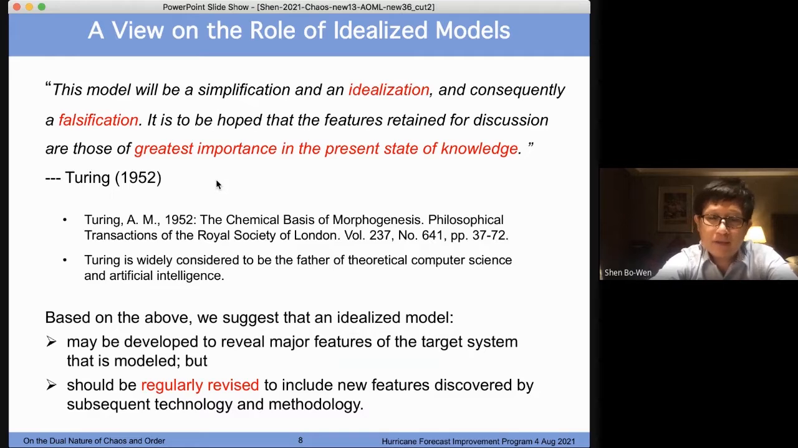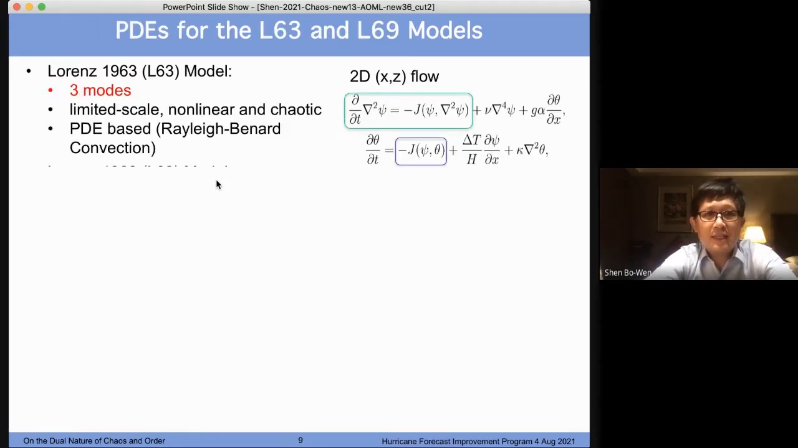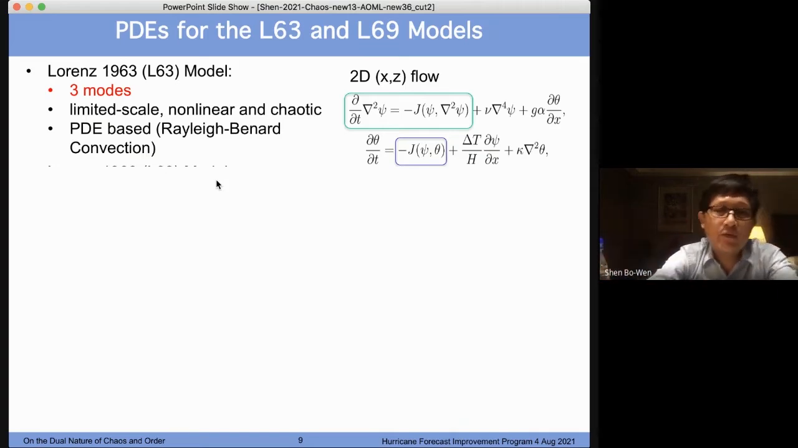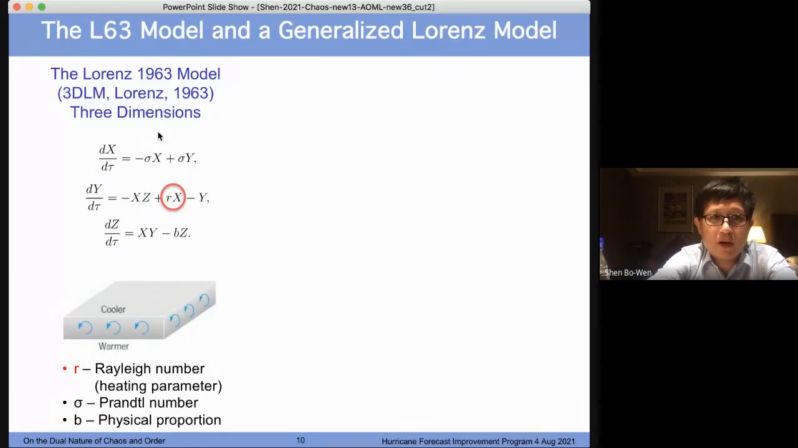With this type of understanding, we are going to review the Lorenz 1963 model, which is based on a system of PDEs for the so-called Rayleigh-Bénard convection. The system of PDEs describes the time evolution of vorticity and temperature. Lorenz applied three Fourier modes to convert the system of PDEs into a system of ODEs as shown here for three state variables x, y, z. The model also contains three time-independent parameters, including r, sigma, and b. r is called the Rayleigh number or heating parameter, which is a measure of temperature differences between top and bottom layers.